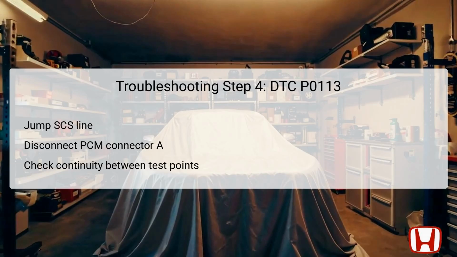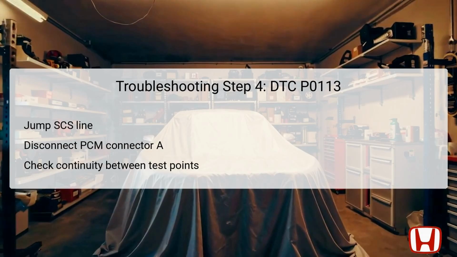Step 4 requires you to turn the vehicle back off before jumping the SCS line with the HDS and waiting for a minimum of 1 minute, ensuring accurate readings. After waiting, disconnect the PCM connector A. This action enables you to check for continuity between two specific test points. You will measure continuity between test point 1, which is number 5 of the MAF IAT sensor 5P connector, and test point 2, which is number 20 of the PCM connector A.